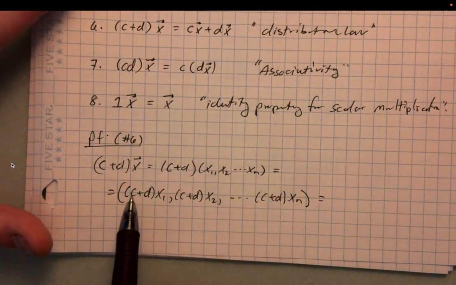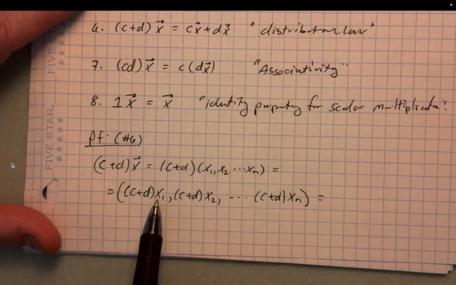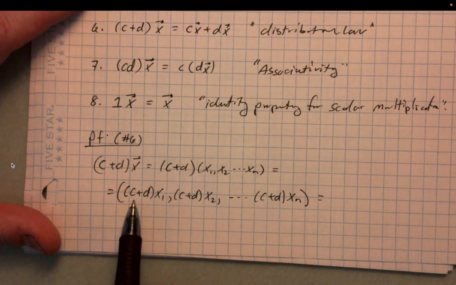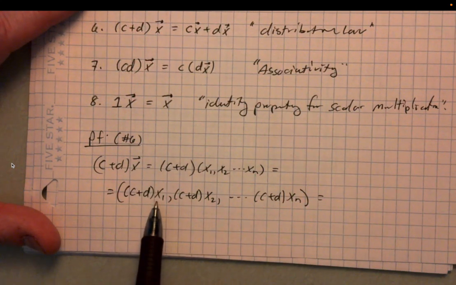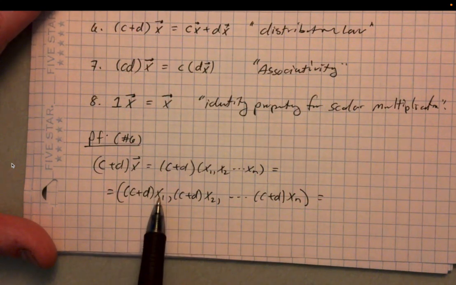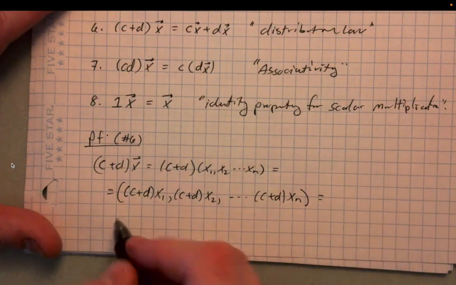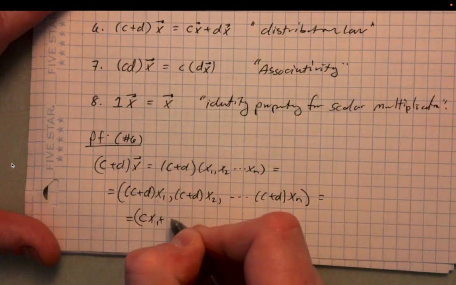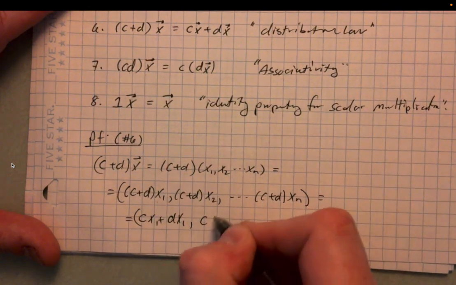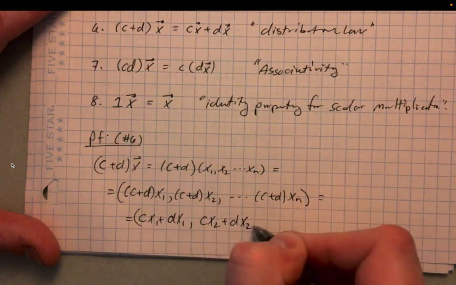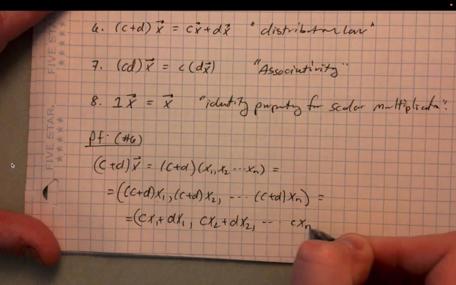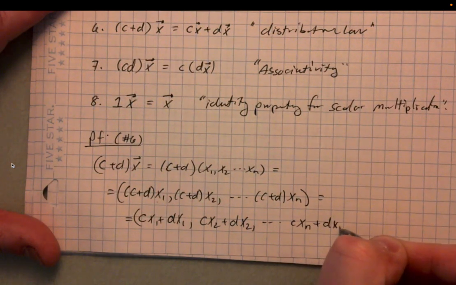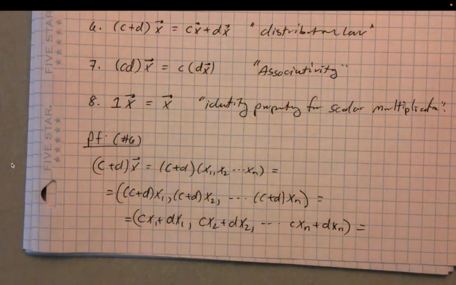And then you can obviously see at this point, these are all real numbers. So c is a real number, d is a real number, x1 is a real number. These are real valued vectors, and these are the components. So when I get down to this level, then it's just cx1 plus dx1, cx2 plus dx2, and so forth. Right, so I get this.